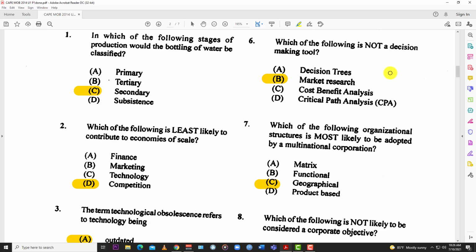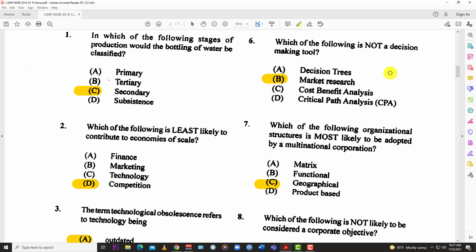But market research, now, market research is used to collect data, and that data is what is pumped into these various tools to make the decision, because the data by itself is not going to make the decision. You have to put it in the tools such as the decision tree, the cost benefit analysis, or the CPA. You have to pump that into that tool to end up making your decisions. So the market research just provides the data that can be put into the tools.